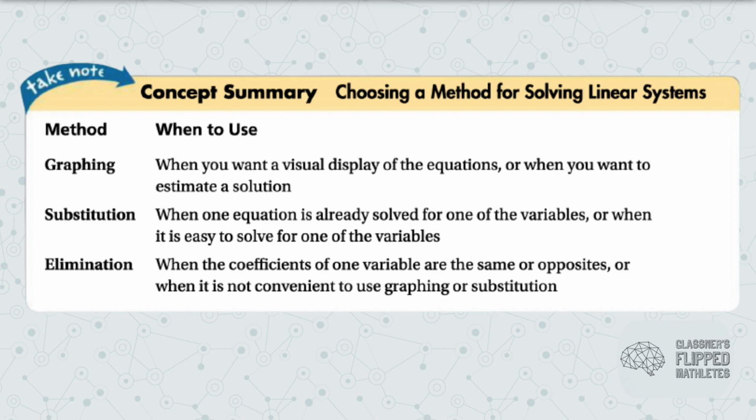Elimination is really good when coefficients of one variable are the same or opposites, or if they're not, it's relatively easy to get them there. It's also really good when things are lined up, so standard form is really good for elimination. Elimination is also a quicker method, so it might be better when it's not convenient to use graphing or substitution.